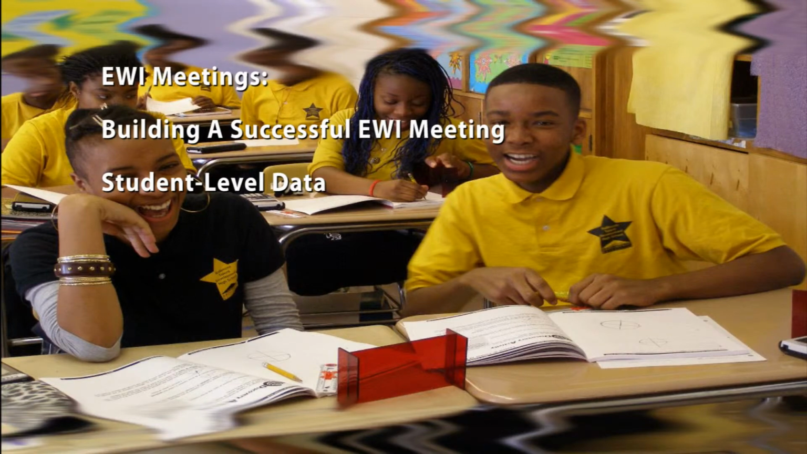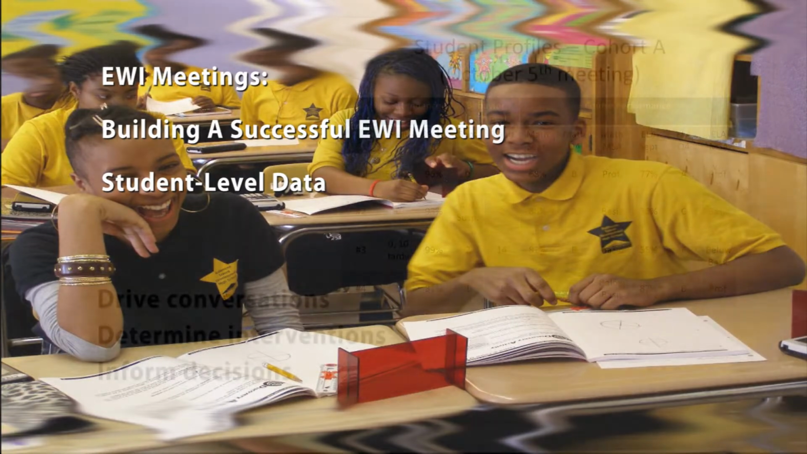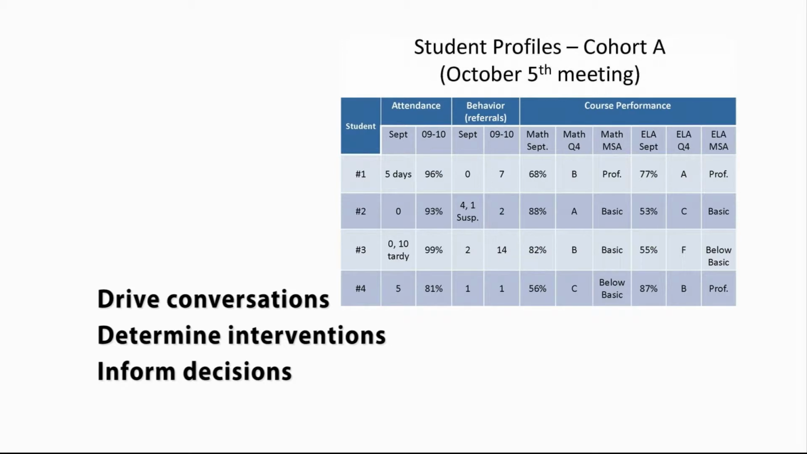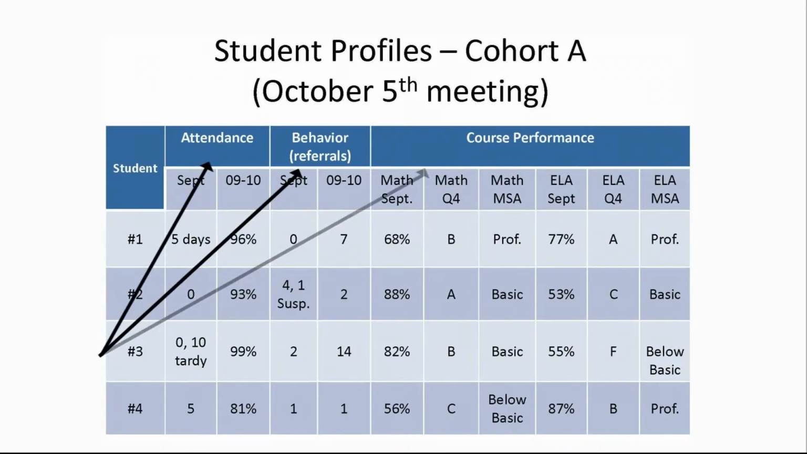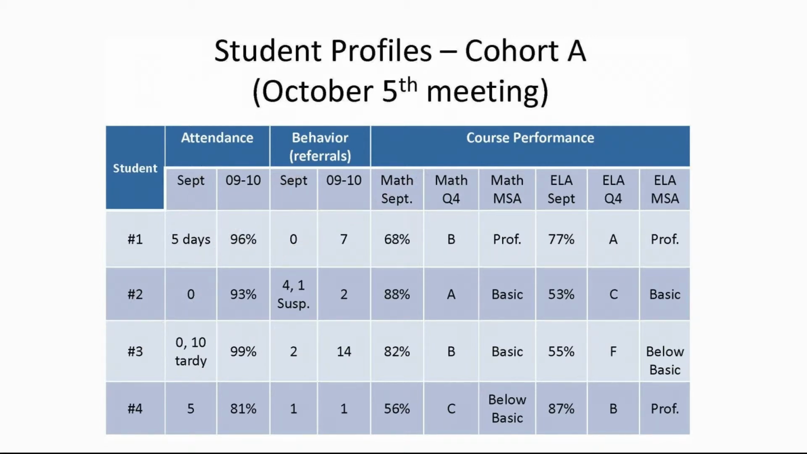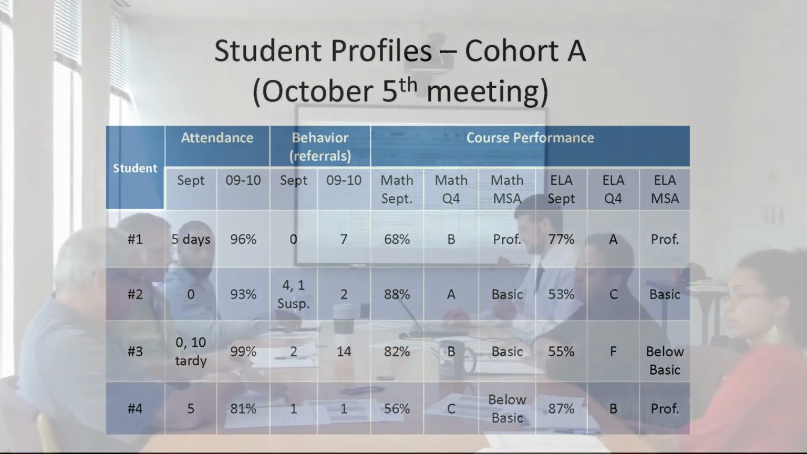Up-to-date student-level data should be available at each meeting and used to drive conversations, determine interventions, and inform decisions. Data shared is aligned to the common criteria of the focus lists and the appropriate tiers of interventions. It is clear when discussing a student which indicator the student is exhibiting and why they are being discussed. Qualitative and quantitative data is used for making decisions.